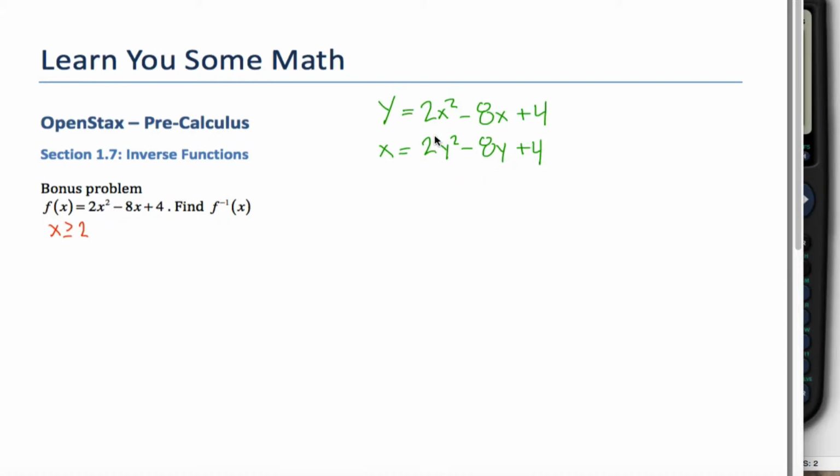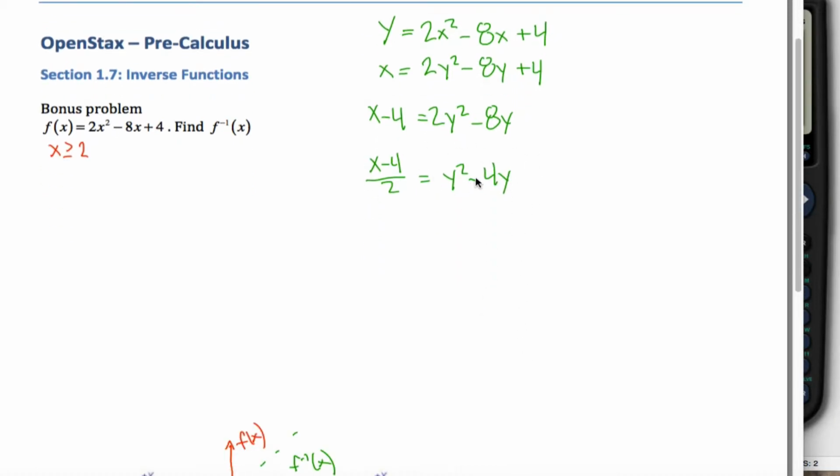And furthermore, the coefficient on your variable squared has to be 1. So what I'm saying is I don't want this 4 here. Okay, just subtract it to the other side, no problem. x minus 4 equals 2y squared minus 8y. Now I have my y squared term and my y term on the same side of the equation, but my leading coefficient here is not a 1. But I can make it a 1. Divide everything by 2. I get (x minus 4) divided by 2 equals y squared minus 4y.